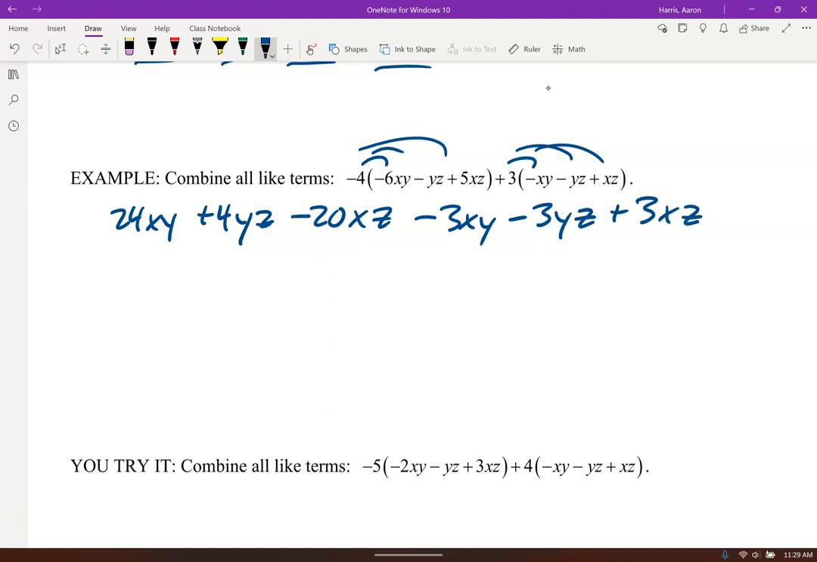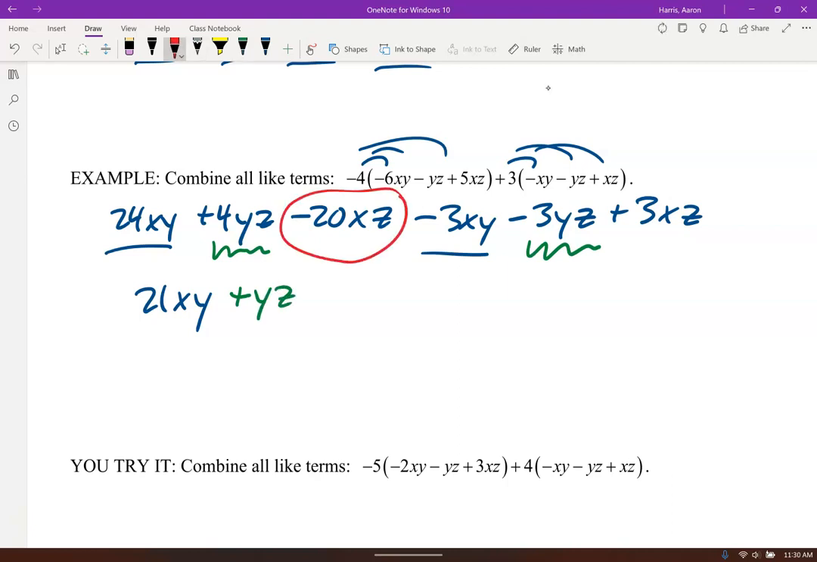Okay, let's do our xy's. 24xy minus a 3xy. Looks like I got 21xy. Let's do our yz's. 4yz minus 3yz is a plus yz. And then we got minus 20xz plus 3. Negative 20 plus 3 is minus 17xz.